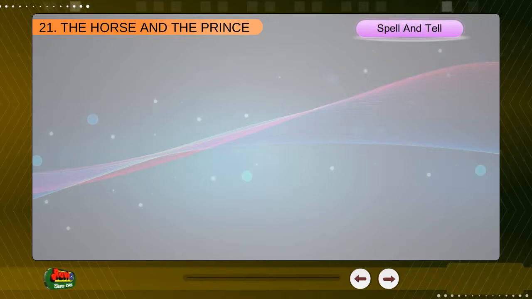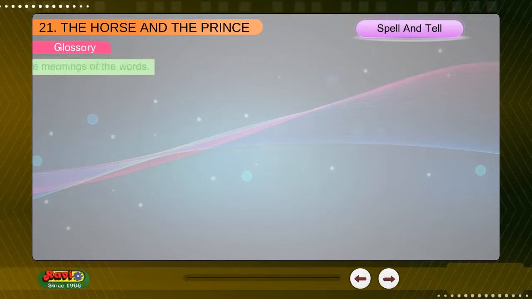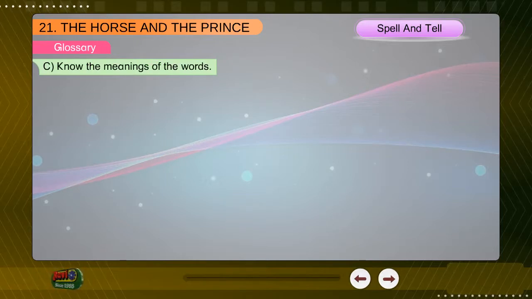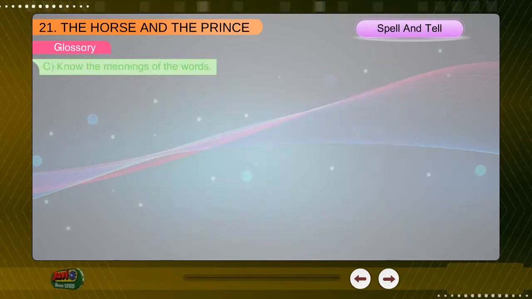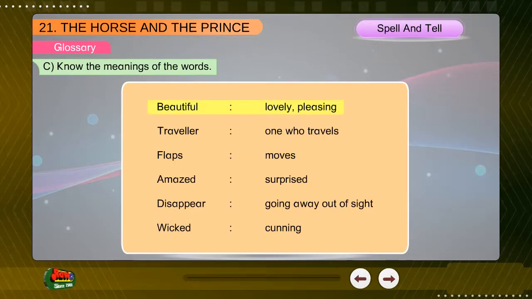Spell and tell. Glossary. C. Know the meanings of the words. Beautiful, lovely, pleasing. Traveler, one who travels.